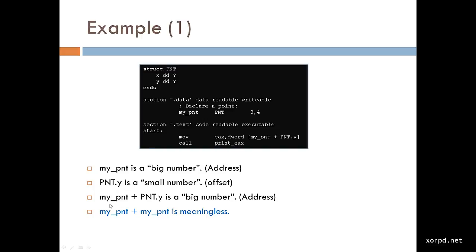So we conclude that my point plus pnt.y is a big number, as a sum of a big number and a small number. We get that this quantity is an address, a big number, which is composed of a big number plus a small number. And by the way, using those rules of thumb, you will know not to do something like this accidentally in your program.